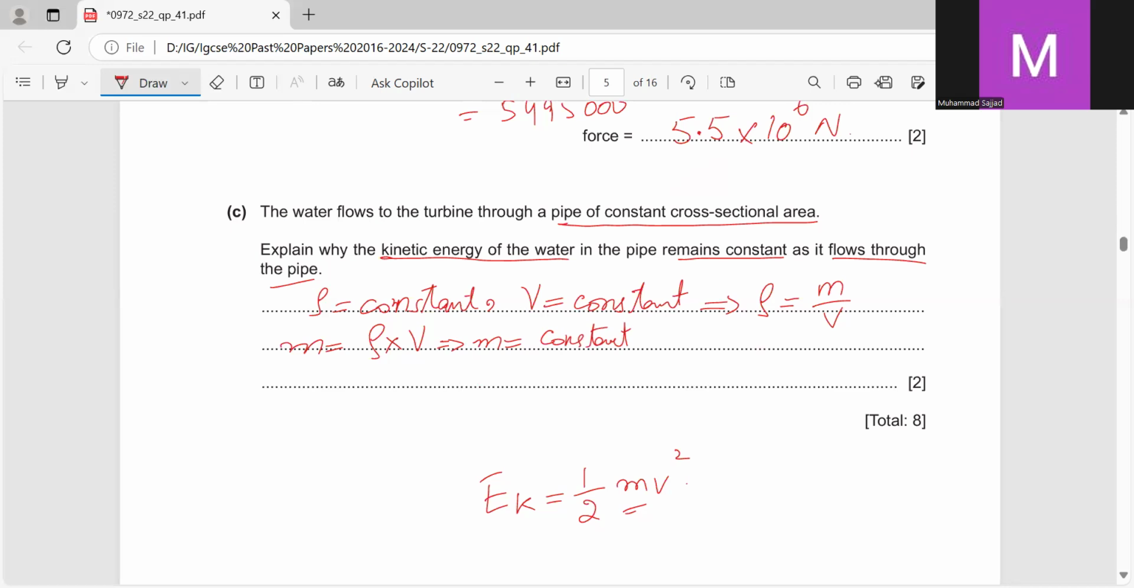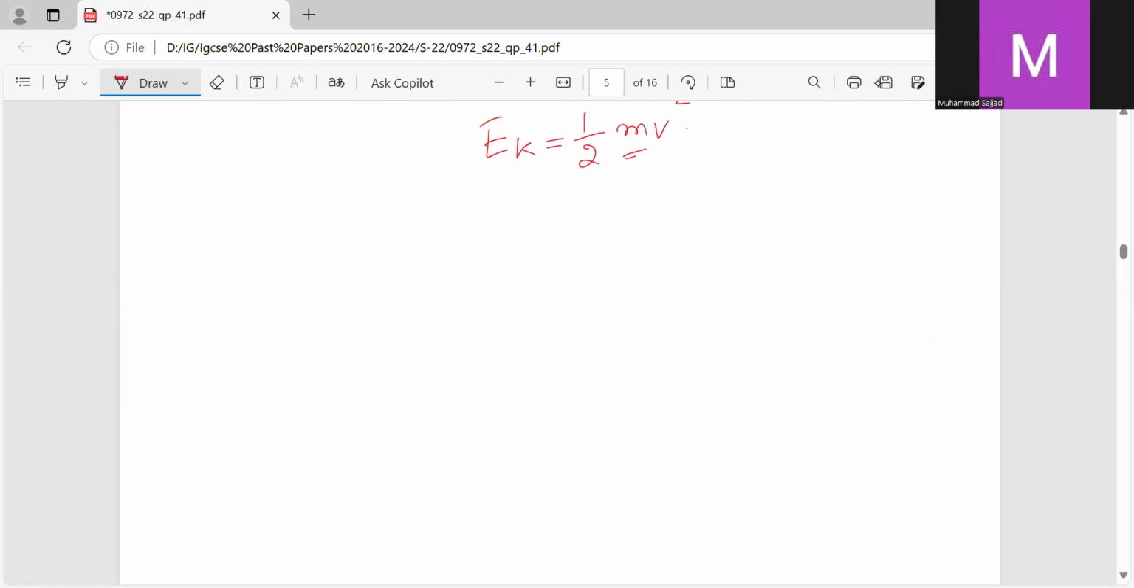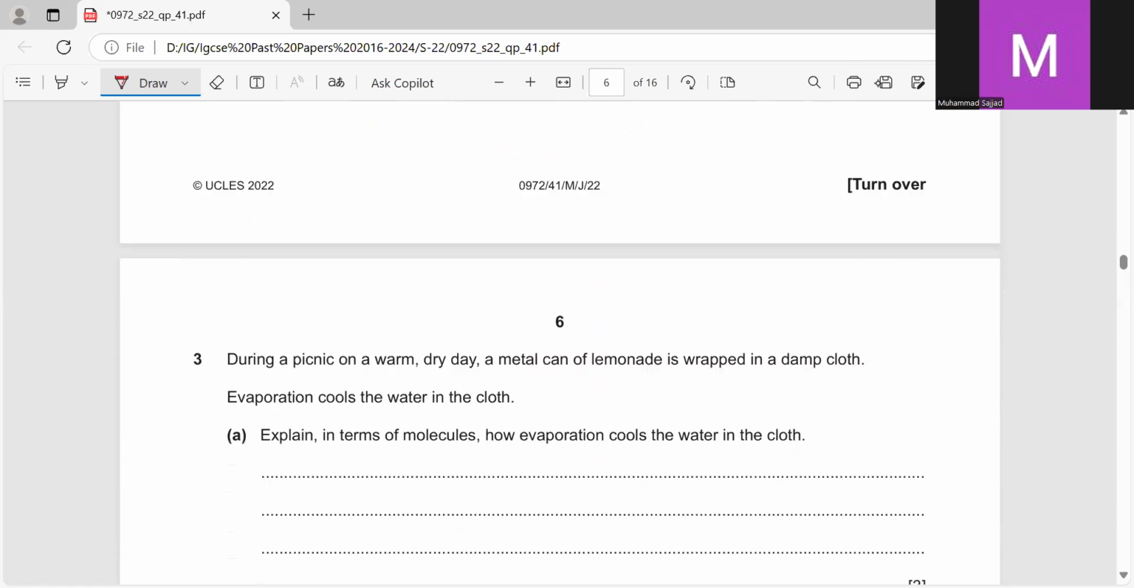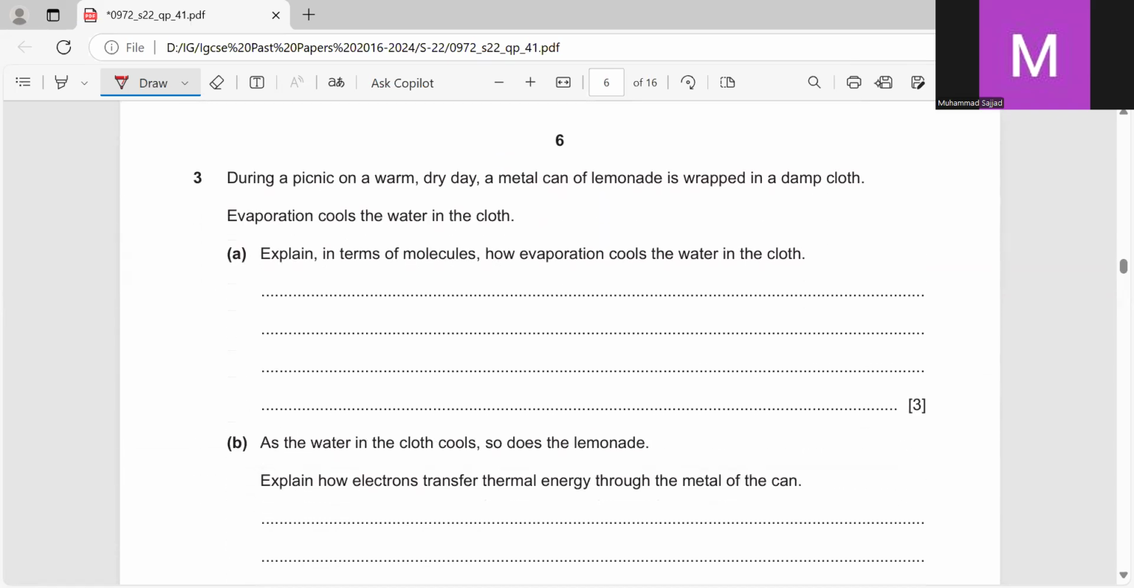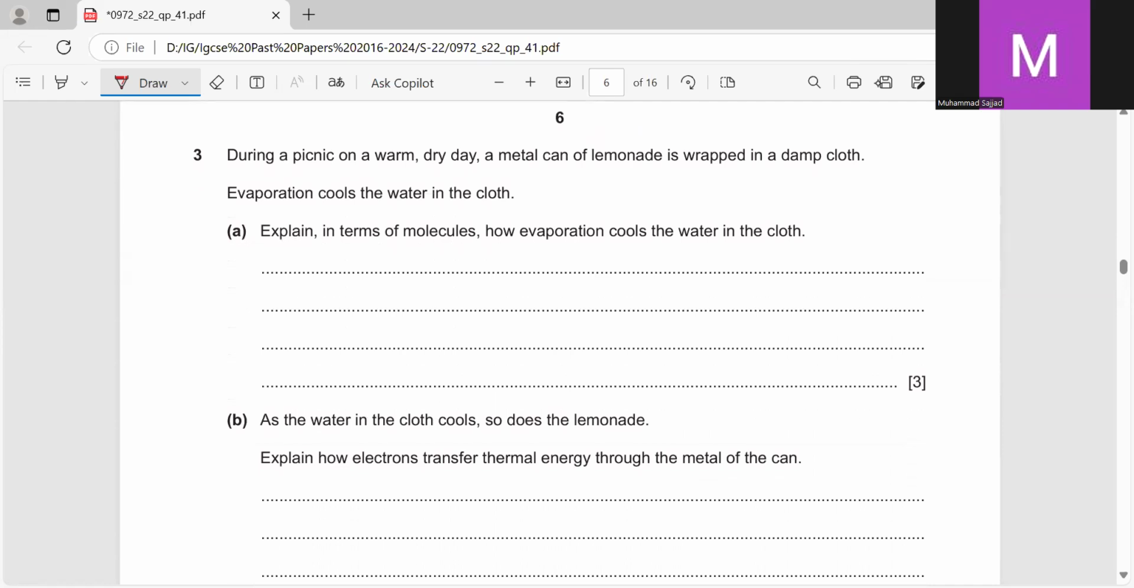So mass of the water flowing through the pipe is constant. So it means speed is constant, and v is also equal to constant. So kinetic energy of the water flowing through the pipe is also constant. So like this, you can answer this part of the question. I'm sure this will be okay. If you find any difficulty, any problem, feel free to ask me in the comment section on the channel.